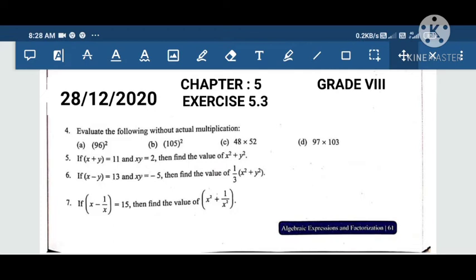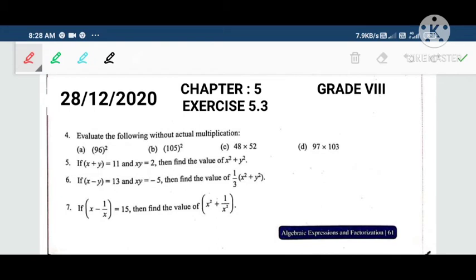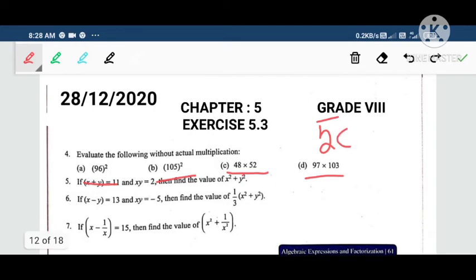Evaluate the following without actual multiplication. So here you see what questions are given. 96 whole square is the first question, the second question is 105 whole square, and the third one is 48 into 52, and 97 into 103. So here you need to consider the round values. What are the round values? You take a round value of 50, otherwise you take round values like 100 and then 1000.